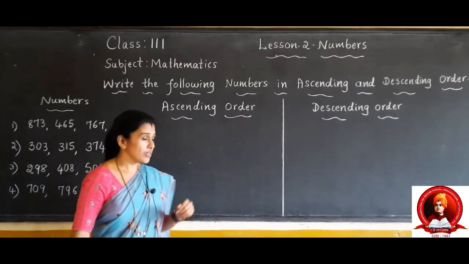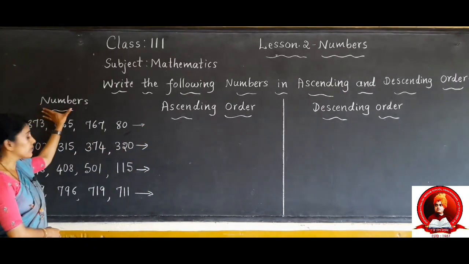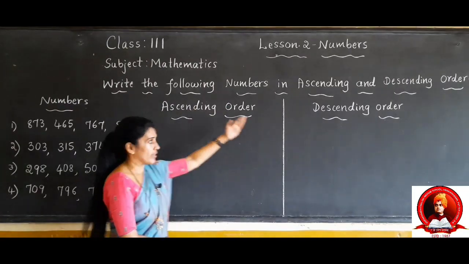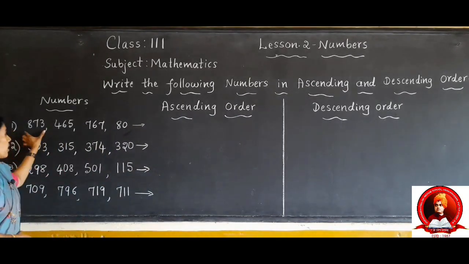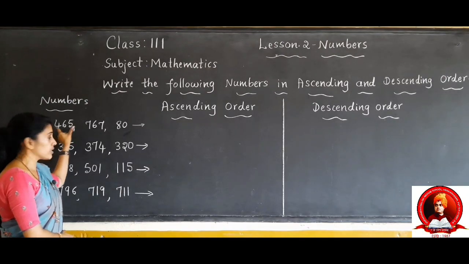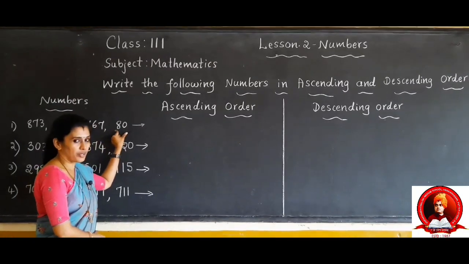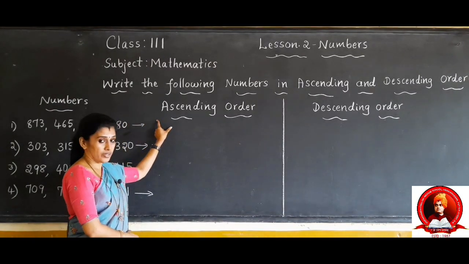Come on children, here see, on the board I have written numbers, and next the ascending order and then the descending order. First here children, let us read out the numbers: 873, 465, 767 and 80. Let us write these numbers in ascending order.